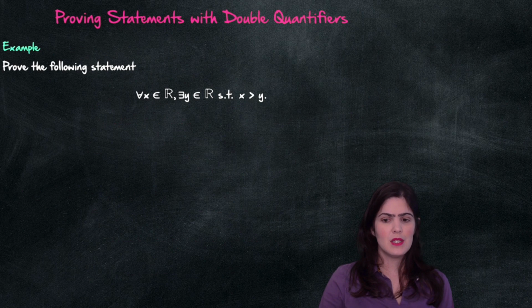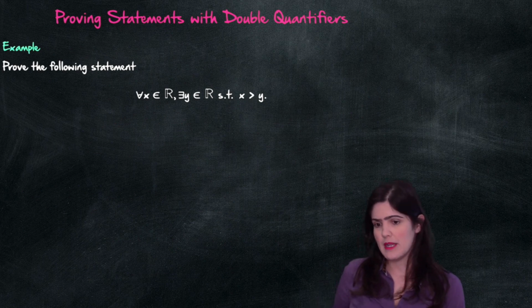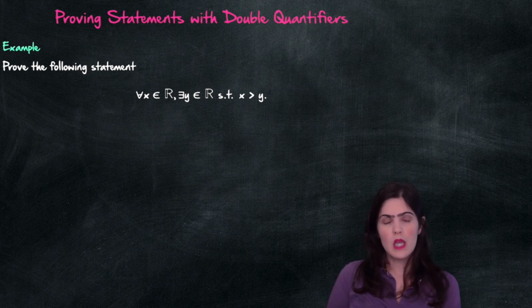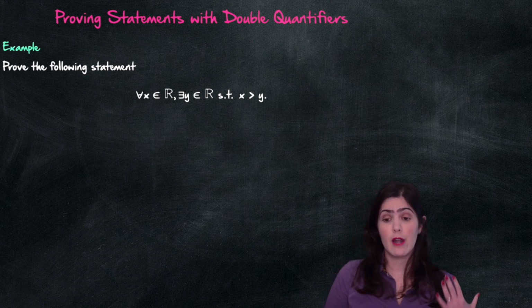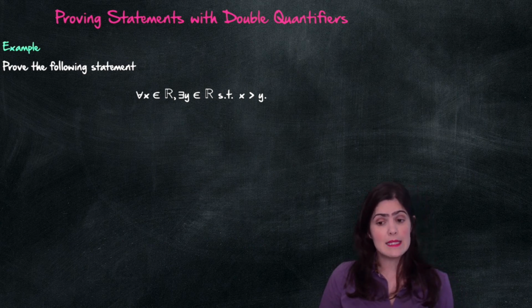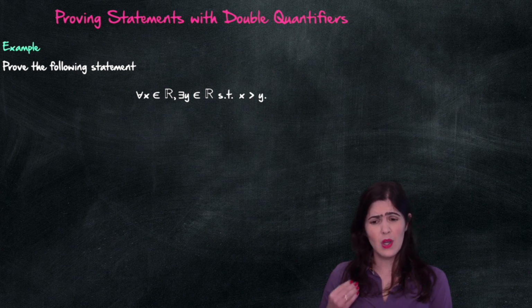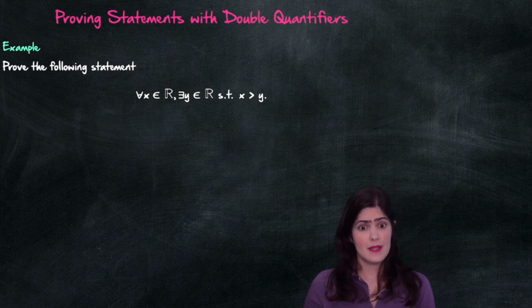Perfect. So how can we prove statements with double quantifiers? We saw that the first statement was true, so we have a chance of proving it. So we want to prove that for every real number x, there exists a real number y such that x is bigger than y. Okay, so what is the first thing that we need to do?